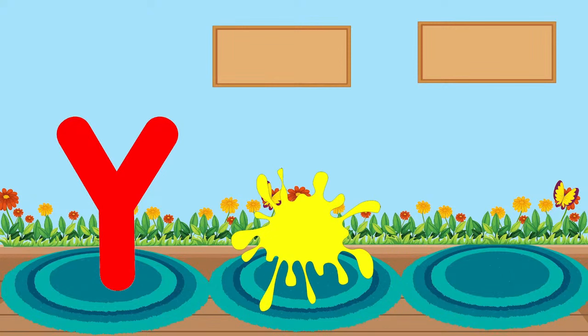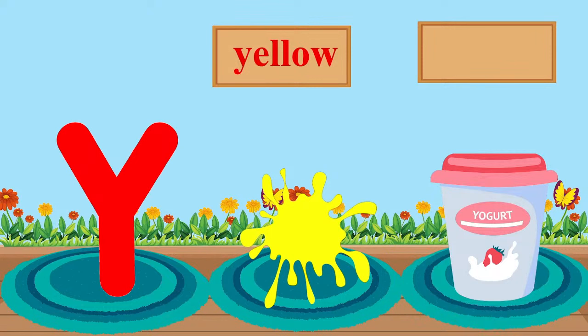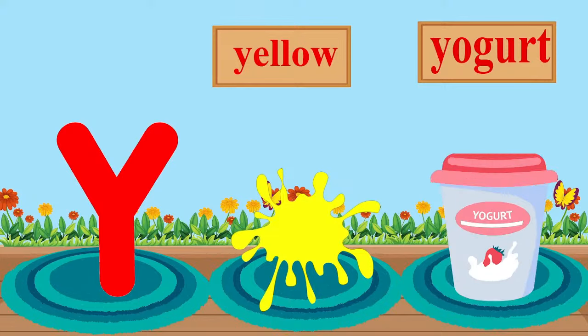Yellow. Y is for yogurt. Yogurt. Y is for yellow. Y is for yogurt. Z is for zero.